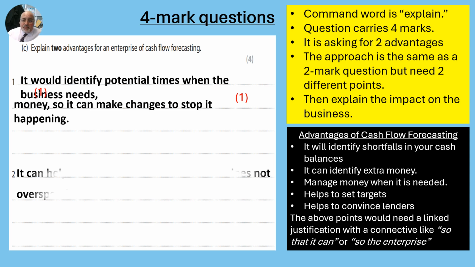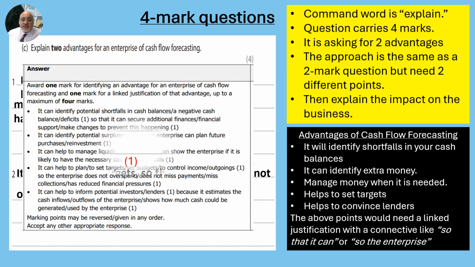Then move on to the 2nd point. There's an answer. It can help to set targets. Therefore that's your advantage of a cash flow. Therefore 1 mark there. So the enterprise does not overspend, because if you've set a target, you're not going to spend over that because that's the target. Therefore, 1 more mark there. Here's what the mark scheme says. Pause the video, have a quick read of those, because it will give you some more advantages and approaches to answering the question.